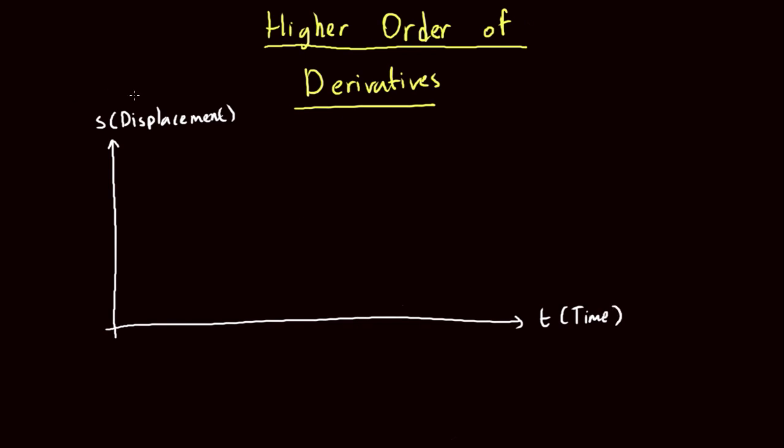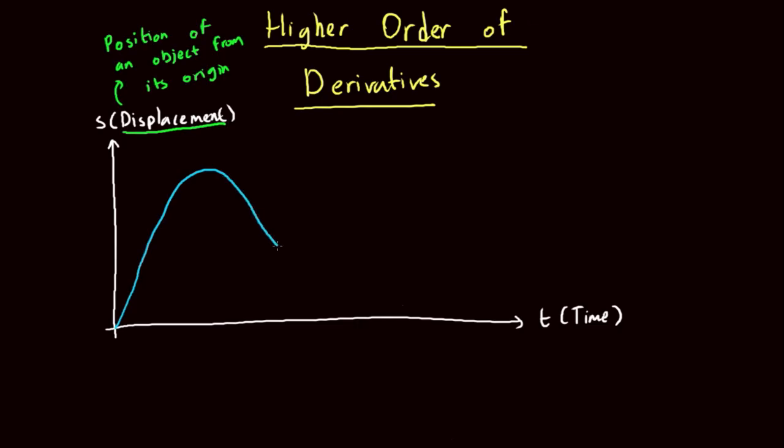Displacement is not exactly the same as distance. Remember the difference is that it's talking about position, the position of an object from its origin, its starting point. When we are talking about a displacement graph, let's say your graph starts from the origin, and maybe the object is moving something like this. This is the path, for instance.